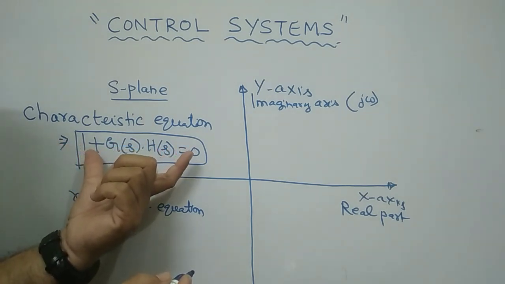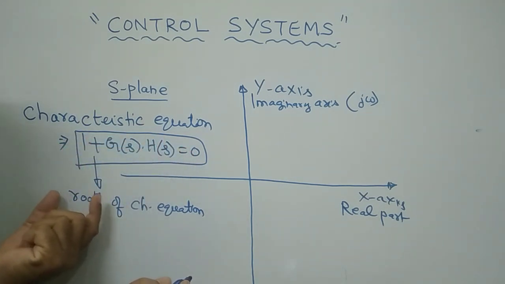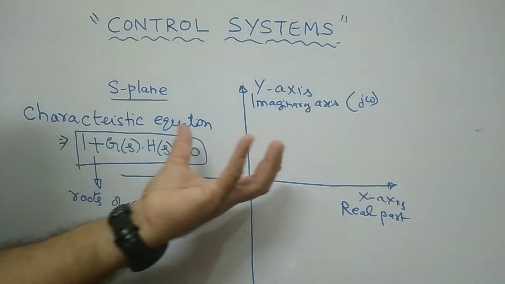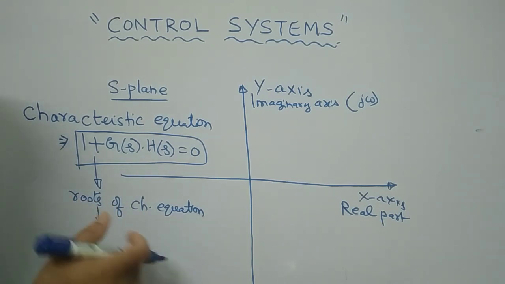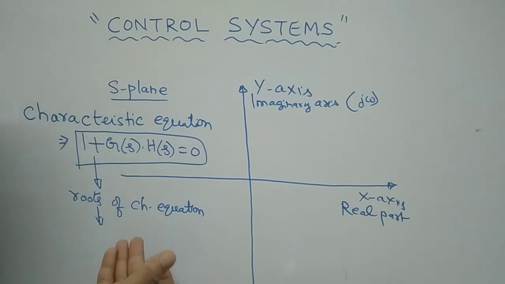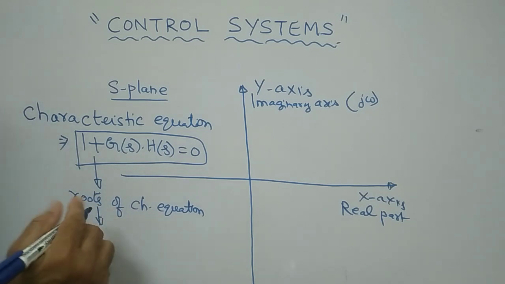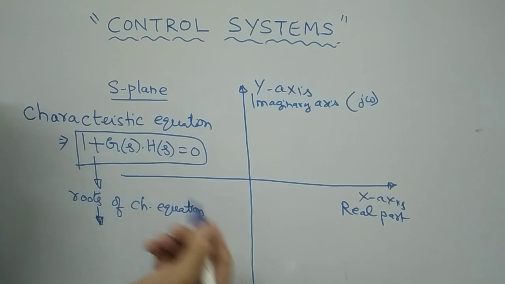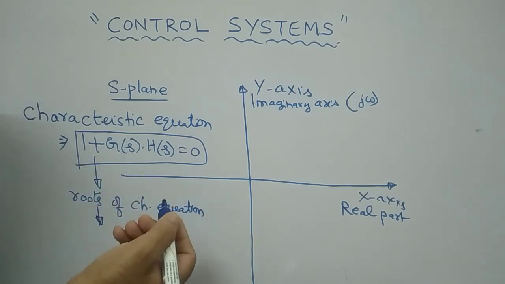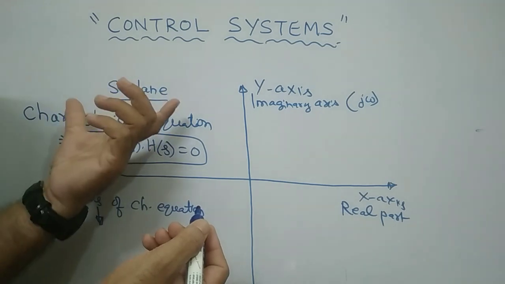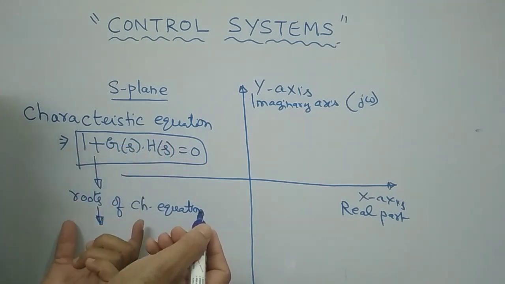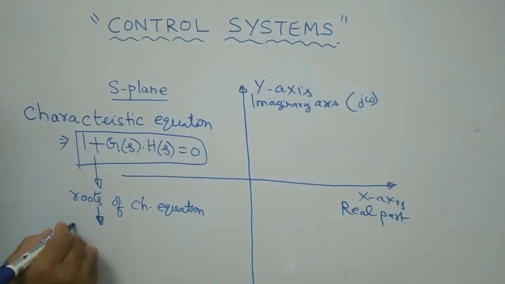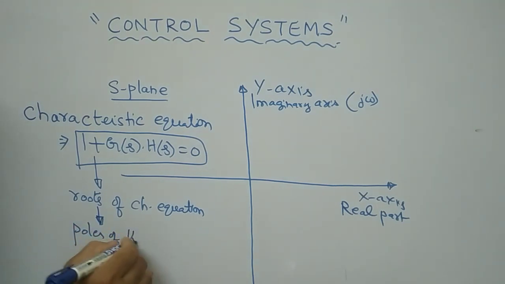From this equation we need to find out what the roots are, and those roots will be marked on this S plane. Sometimes the roots are real numbers, sometimes real plus imaginary, some complex conjugate. The characteristic equation contains different roots, maybe sometimes real roots, or real plus imaginary roots, or sometimes imaginary roots alone. So for any given transfer function we take the characteristic equation, and from it we find the roots, and those roots are called the poles of the transfer function.